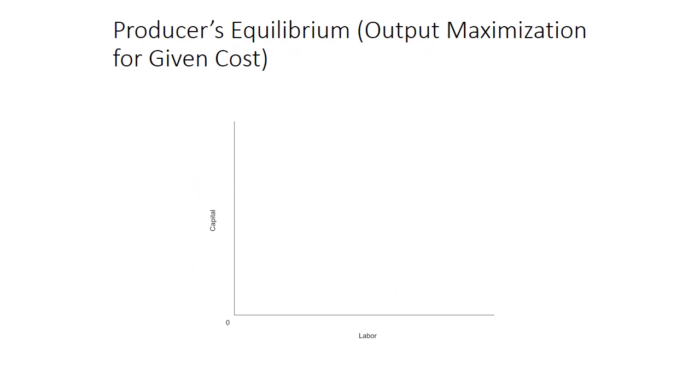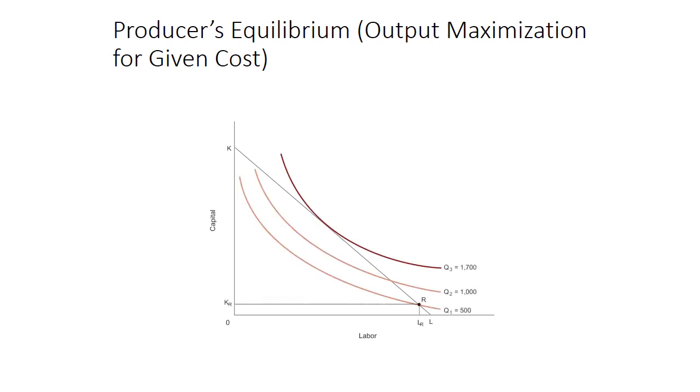Now going to the producer's equilibrium, what we do is we have the isoquant map and we superimpose the isocost curve on the isoquant map. There are 3 points R, S and E over here which are within the budget of the producer. But point E is the equilibrium point of the producer, or it is the producer's equilibrium because it is on the highest isoquant.